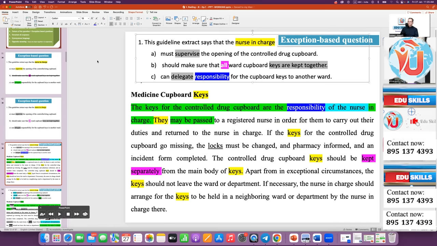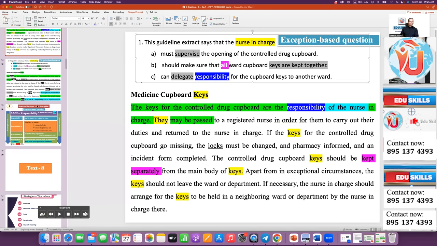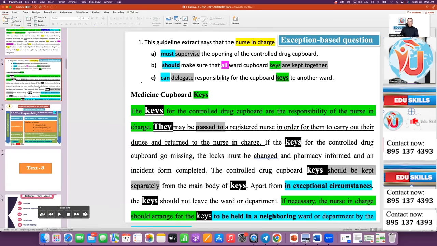Then you can go back and confirm. Because confirmation in 99 cases will be correct confirmation. That will confirm your presumption. There is no issue. Once you are competent, that will happen. Now let's check. See the keywords. Keys, and exception-based question. Now let's just check.